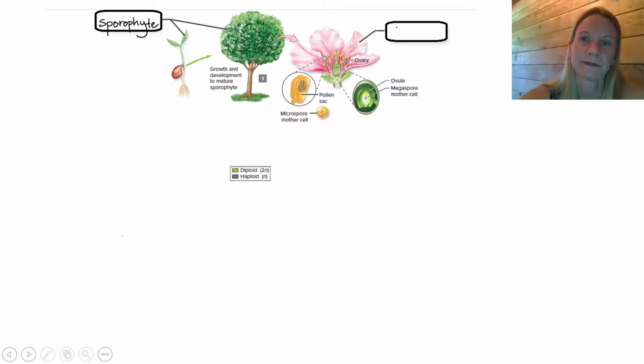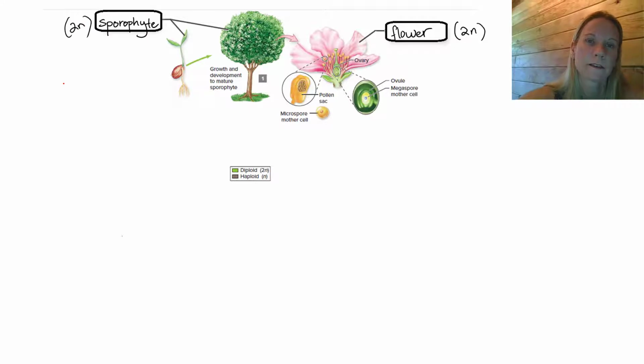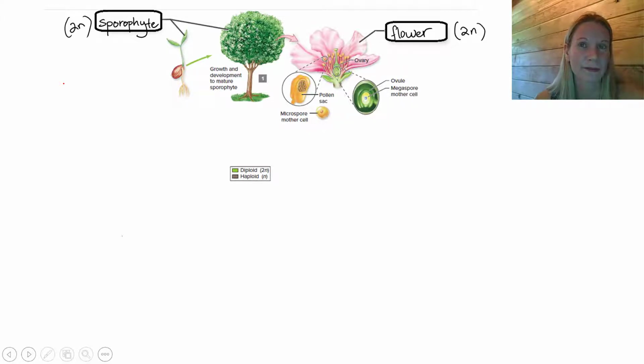Okay, what about the flower? Also sporophyte. But as we just learned, the sporophyte flower contains both male and female reproductive parts that facilitate the production of the male and female gametophytes, which are very small, very reduced, microscopic. You need a microscope to see the male and the female gametophytes of both gymnosperms and angiosperms.